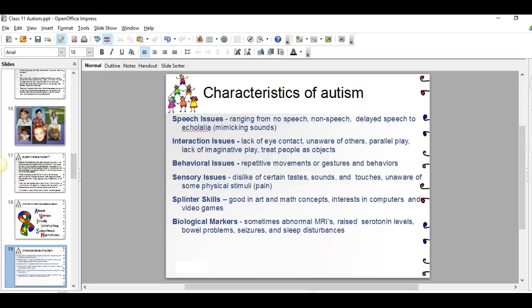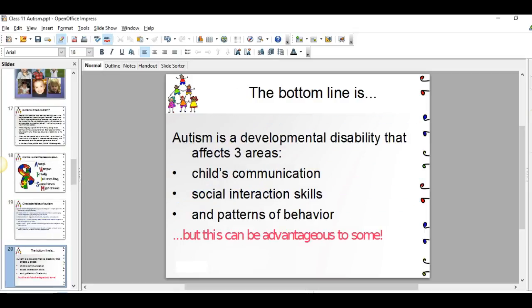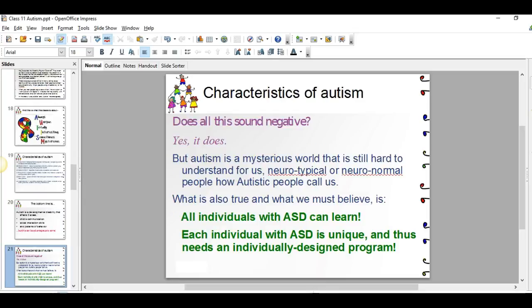There are also some biological markers. For example, they might have abnormal MRIs or higher serotonin levels. Sleep disturbances are also pretty typical. But the bottom line is that autism is a developmental disability that affects three areas mostly: communication, social interaction skills, and there are different patterns of behavior. But this can be advantageous to some.